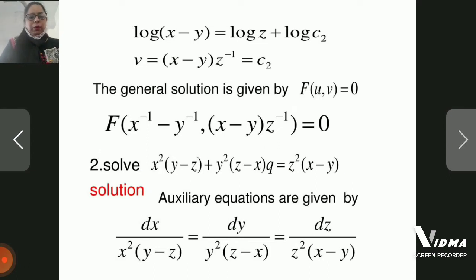Another example is given here. We have to solve the example x square into (y minus z) p plus y square into (z minus x) q is equal to z square into (x minus y). Now we talk about the solution. The auxiliary equations are given by, as we know very well, dx upon capital P is equal to dy upon capital Q is equal to dz upon capital R. Here the values are capital P is equal to x square into (y minus z), capital Q is equal to y square into (z minus x), and capital R is equal to z square into (x minus y).